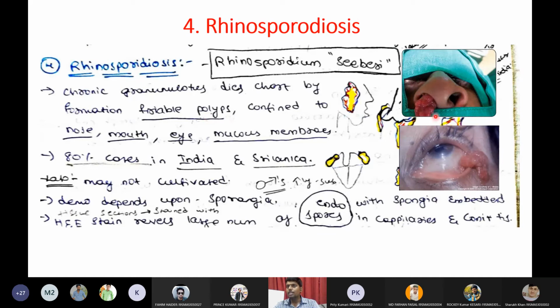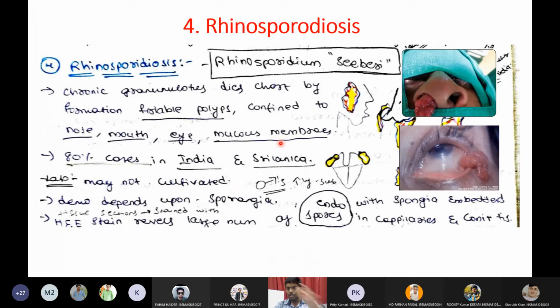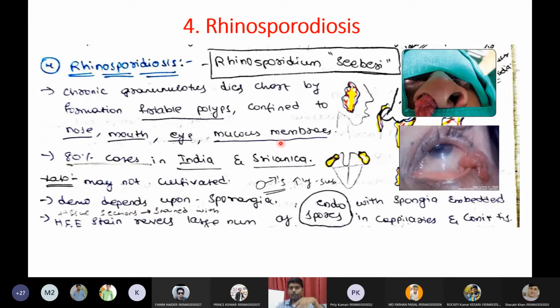These febrile polyps can be present in the nose or in the eyes. These polyps can be present in the nose, mouth, eyes, and mucous membranes of the body. So 80% of rhinosporidiotic cases have been seen in India and Sri Lanka. That means it is very common in India and Sri Lanka. So 80% of cases are registered from India and Sri Lanka.